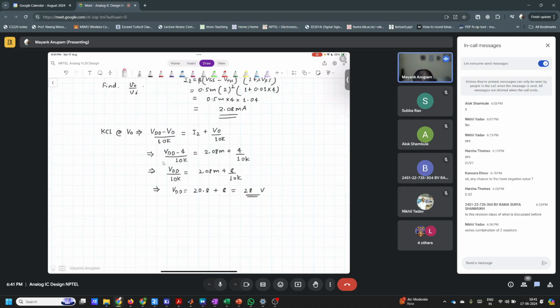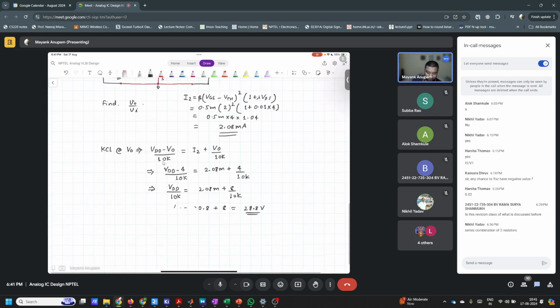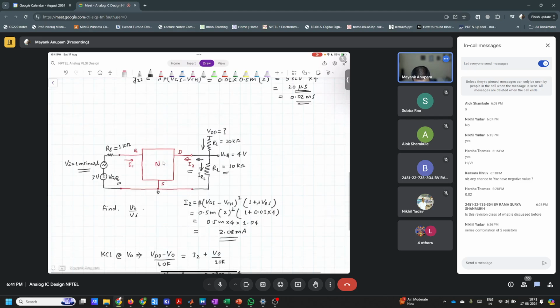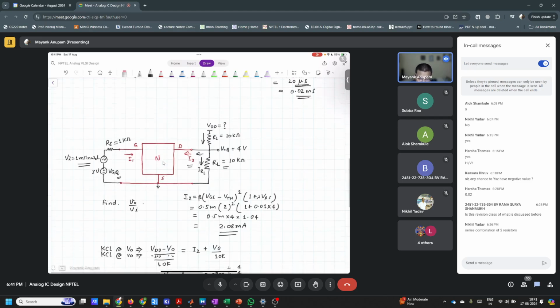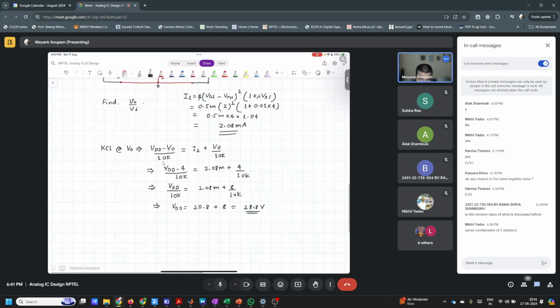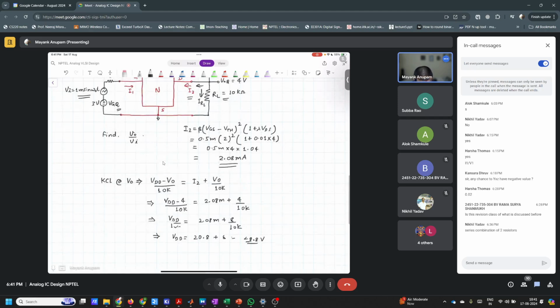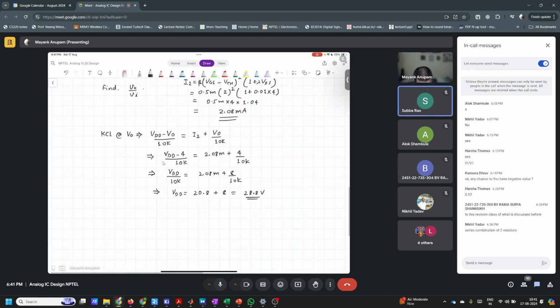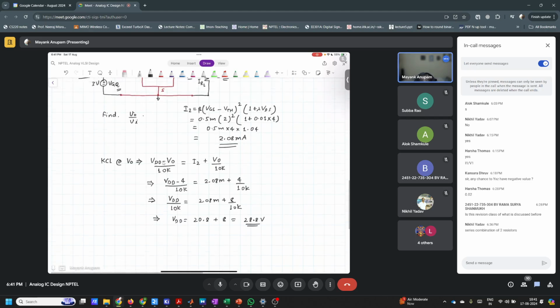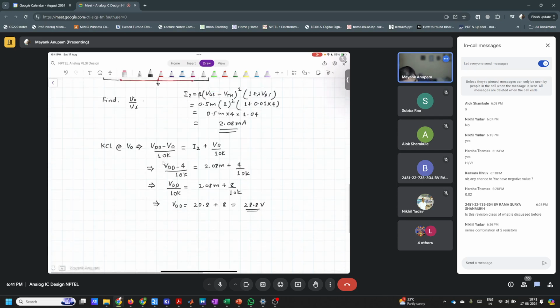So 28.8 volts, this is what we got. 28.8 volts should be the VDD. Correct? Is that okay? I hope that is okay. Fine. All right, so this is fine.